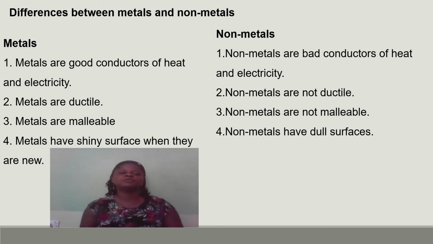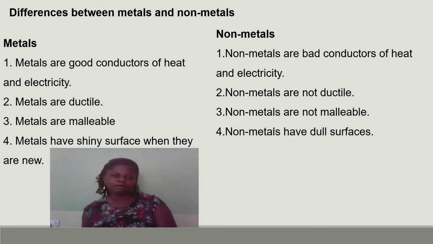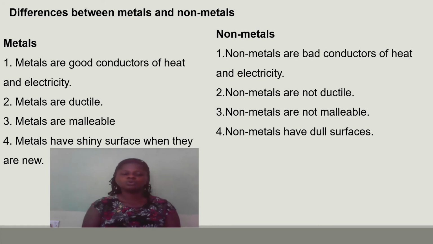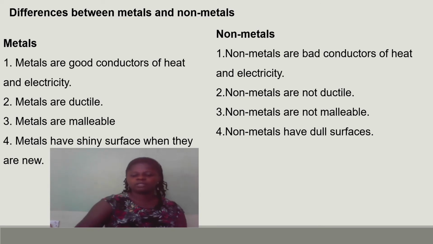Now let's look at the difference between metals and non-metals. Whilst metals are good conductors of heat and electricity, non-metals are bad conductors. Metals are ductile, non-metals are not ductile. Metals are malleable, non-metals are not malleable. Metals have shiny surfaces, non-metals have dull surfaces. So whatever the metal is good at, the non-metal is bad at it. Take note of that.